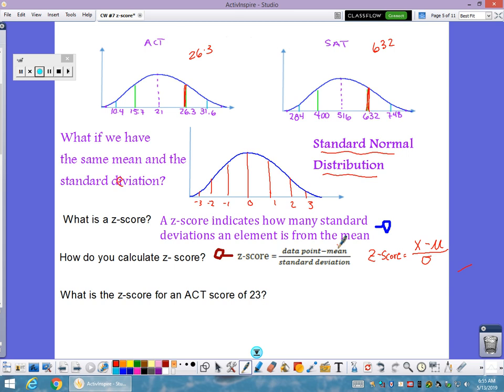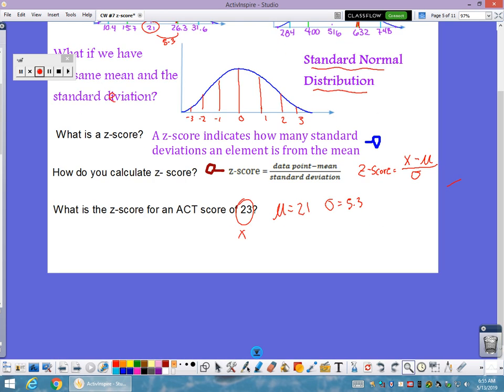All right, so what is the z-score for an ACT score of 23? Okay, so we need to know what was the mean and what was the standard deviation. And I believe it was 5.3. So the mean is 21. The standard deviation is 5.3. And our data point is the score that we're given. Okay, so we have all 3 parts. We just need to find our z-score.